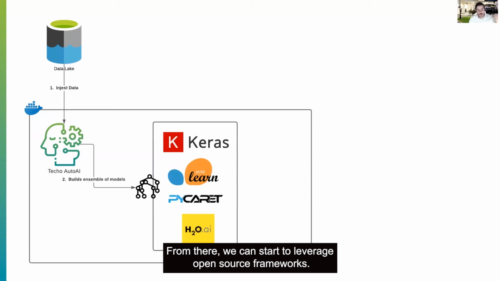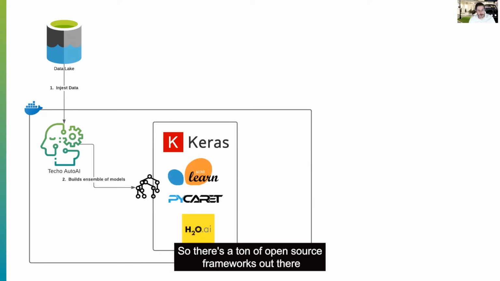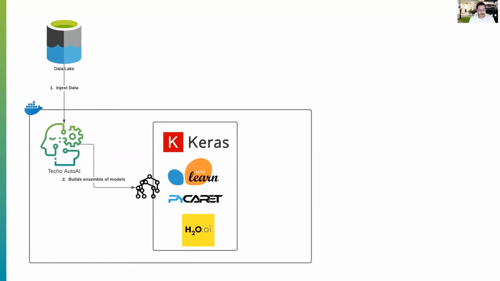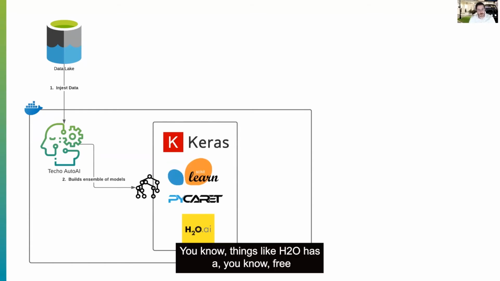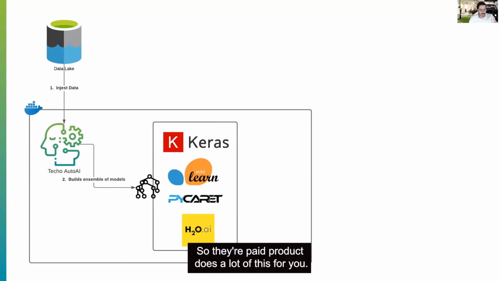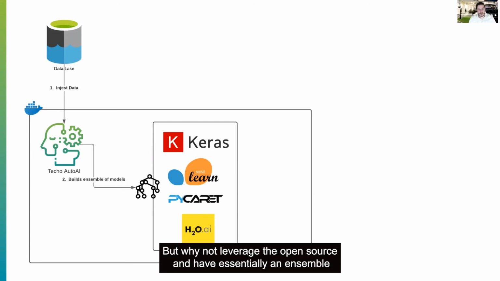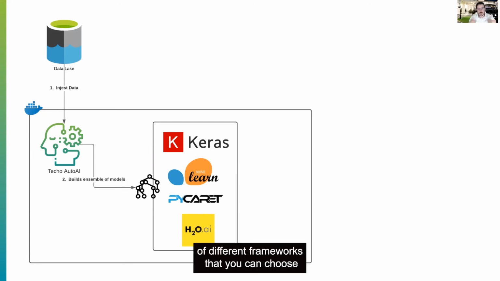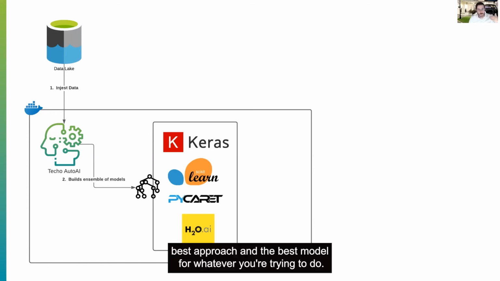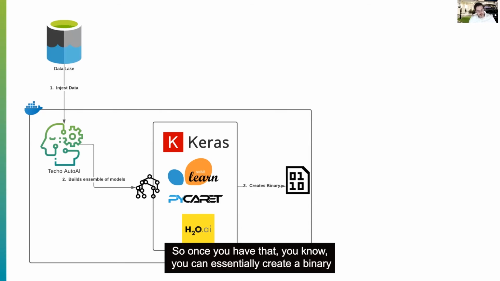From there, we can start to leverage open source frameworks. There's a ton of open source frameworks out there that have a lot of this capability built into them. Things like H2O has a free open source model, and they also have a paid product. Their paid product does a lot of this for you, but why not leverage the open source and have essentially an ensemble of different frameworks that you can choose, and let them basically come up with the best approach and the best model for whatever you're trying to do. Once you have that, you can essentially create a binary of these different models, and maybe a series of them or a set of them.